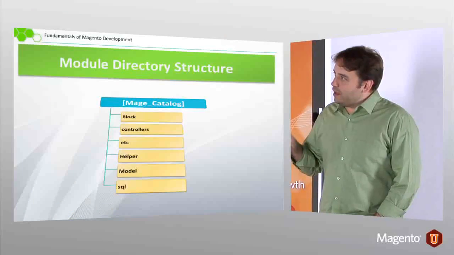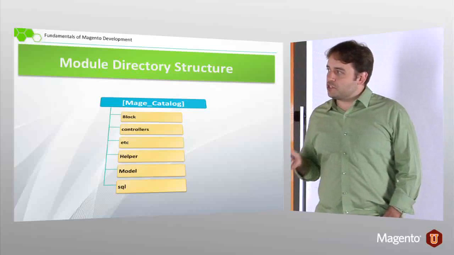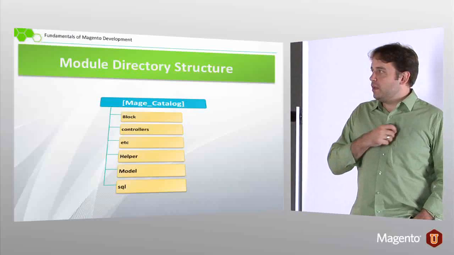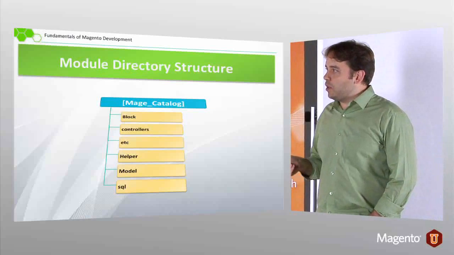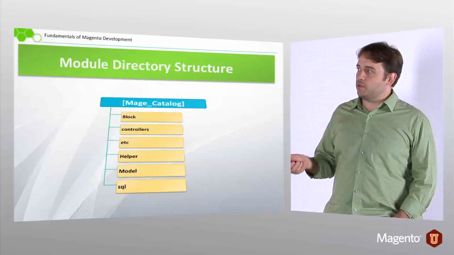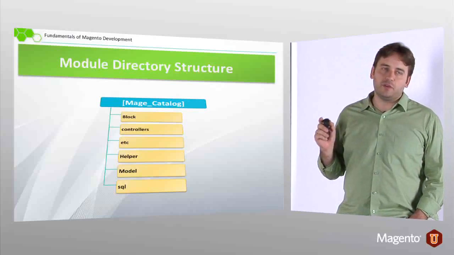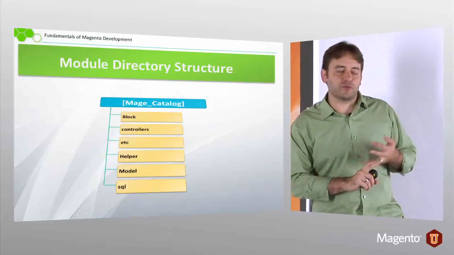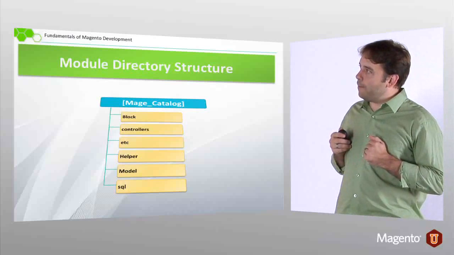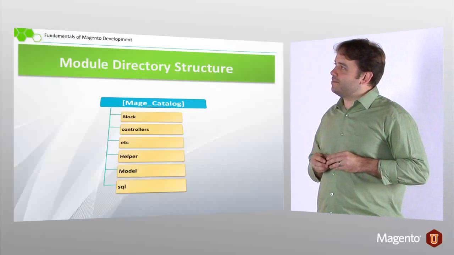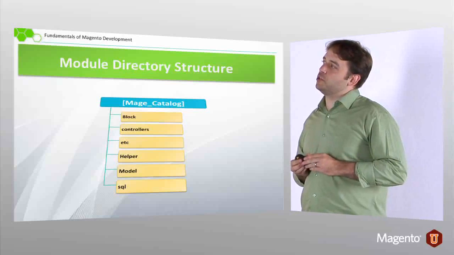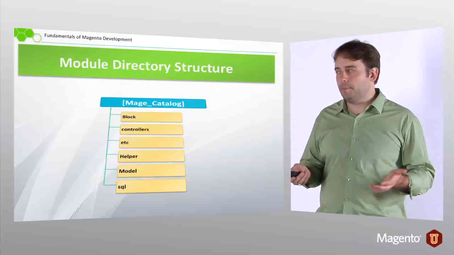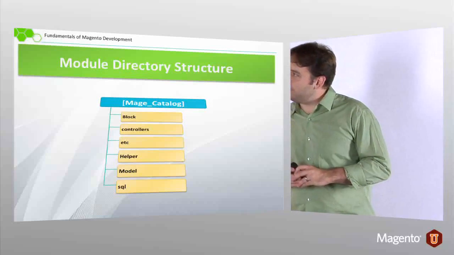So when you're configuring your module, you specify a path that will get you to block, helper, and model. It's possible to change these easily in your configuration, but I always recommend that you use block, helper, and model simply because that's what Magento does, and that's what other developers will expect. The very simplest module that you could have would only contain an etc folder with a configuration file in it, config.xml.